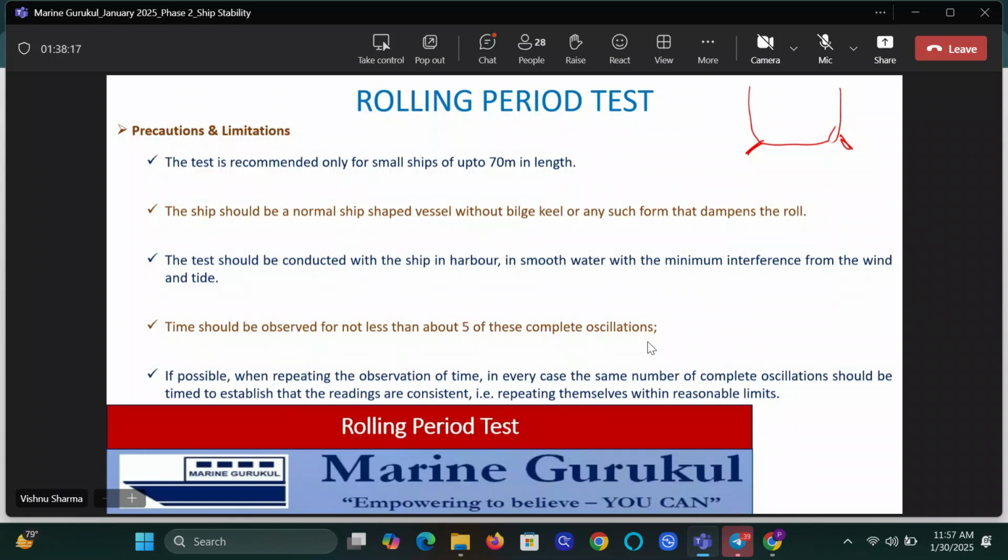I think all these precautions and limitations are very obvious, right? There's nothing highly technical about it, except if somebody asks why the size limit, or why the bilge keel should not be there, then you know.